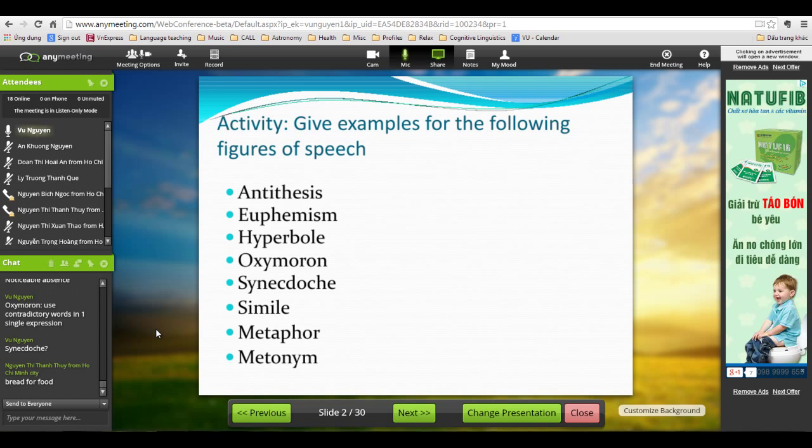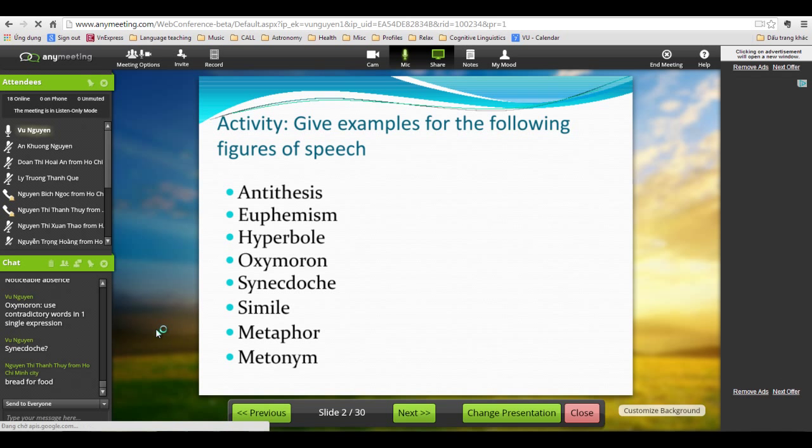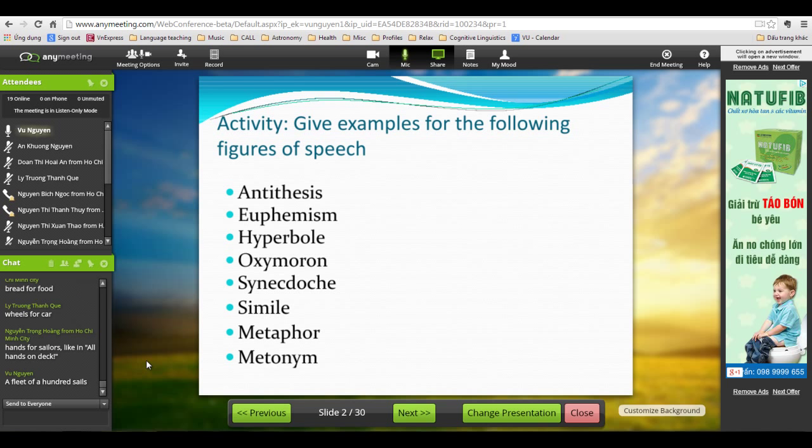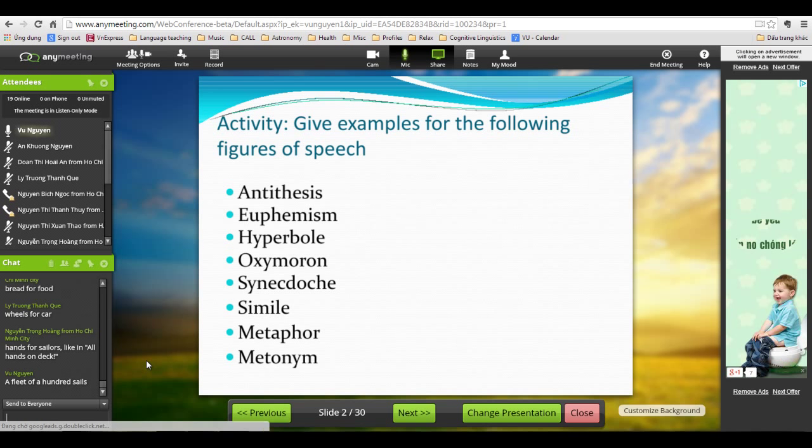Okay, but it's not really like a regular expression in language. Can you find any, okay, expressions? Wheels for car, hands for sailors, all hands on deck? Okay, so in this sense, synonyms is very similar to metonymy, right? Or we can say, yeah, a fleet of 100 sails. So instead of saying a fleet of 100 ships, we say a fleet of 100 sails, to make the language expression more figurative.